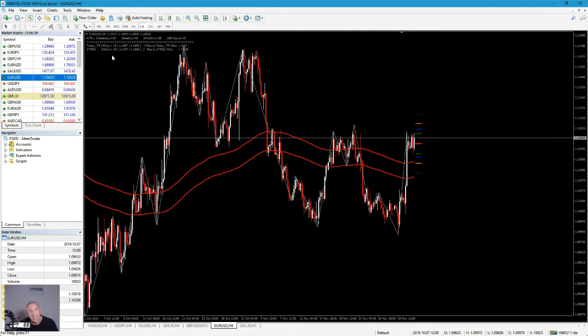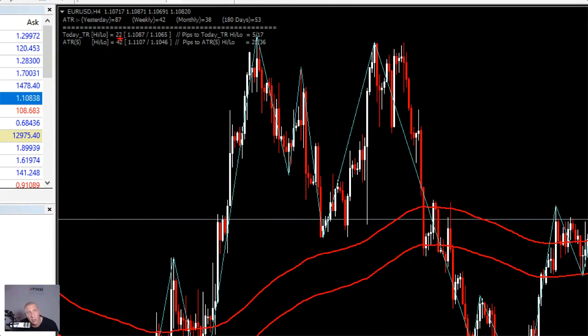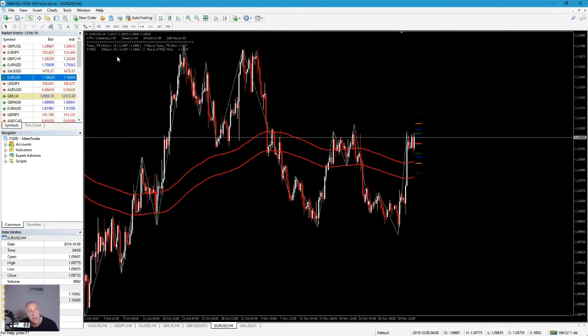Why? Because it doesn't make you any money, guys. Only 22 pips here, only 42 pips of the ATR. This is meaningless. I don't really like this.